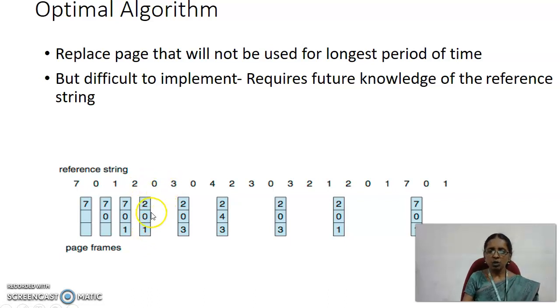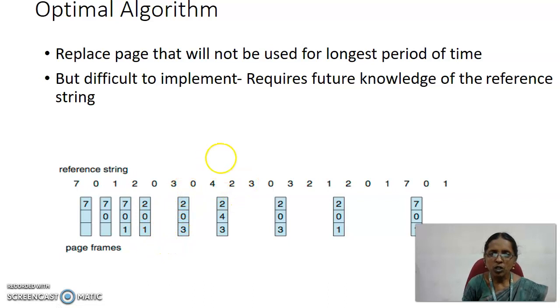Now 0 comes. 0 is already in the main memory, so it is a page hit. There is no page fault. Then page number 3 is not in the main memory, so a page fault occurs. Now 3 has to be loaded into the main memory, but there is no space, so one among the frames has to be freed. Which can I choose among 2, 0 and 1? See, 2 I will be using here, and 0 I will be using after 2, and after that only I will be using 1. So 1 I will be using last. So 1 will be replaced by 3. Right? This is how the optimal algorithm works.